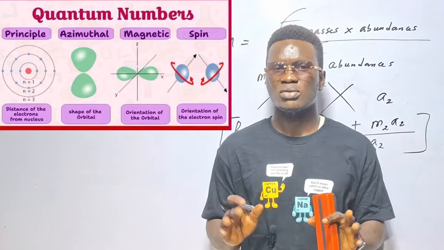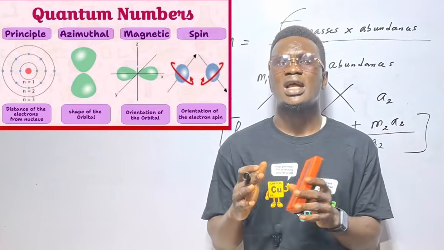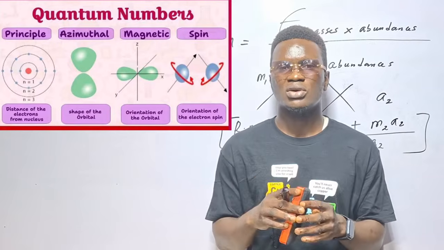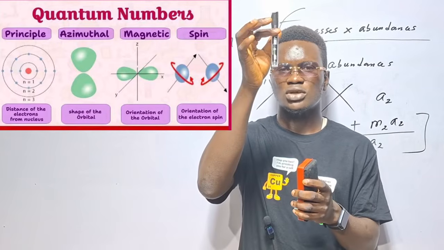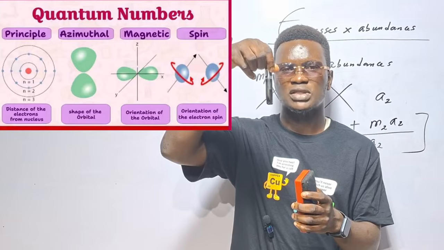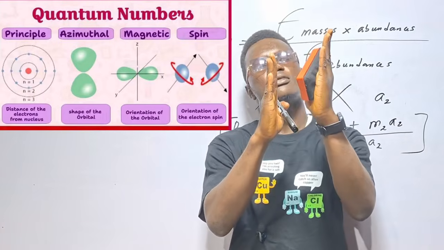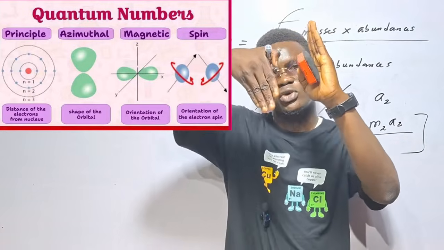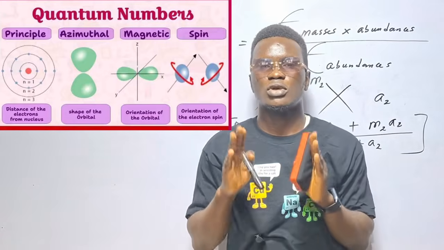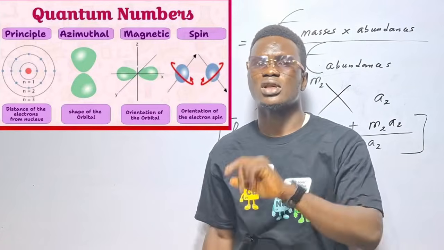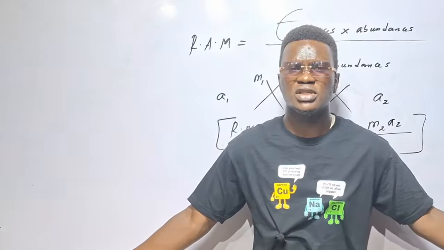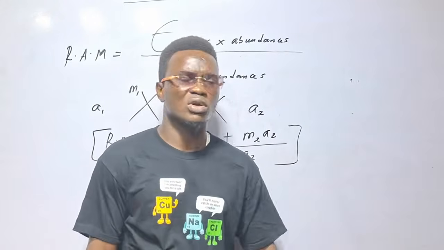We're going to do the calculations and see. The last one is the spin, talking about electrons: one electron will face up and one electron will face down. When one is up and one is down, that is what the spin quantum number is talking about. So let's quickly look at the basic calculations and everything you have to know about the quantum numbers.